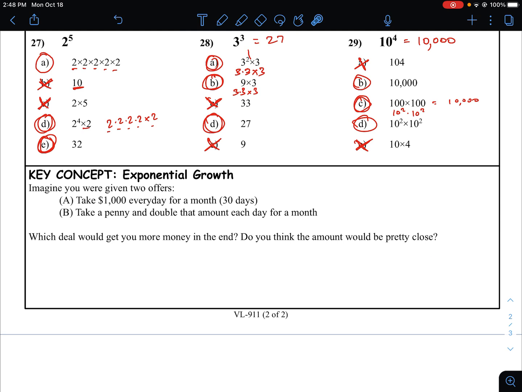Do you think that amount would be pretty close? Well, let's think about it. If you take $1,000 a day for 30 days, that's like 1,000 times 30, right? You'll end up with like $30,000. What if you take a penny and double it?